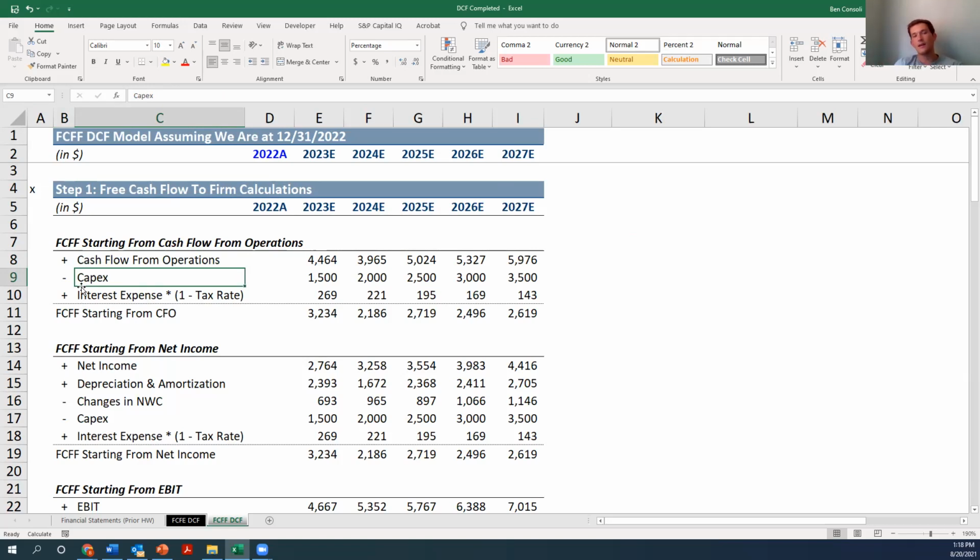The reason you're adding it back is because you're valuing the entire enterprise value using the free cash flow to the firm. Because of that, you're also taking into consideration the cash flows that are available to the credit holders, the people that are charging you interest. You want to add that back because cash flow from operations already deducts it. So you add it back to get the cash flows available to both credit holders and equity holders. That's the free cash flow to the firm starting from cash flow from operations.